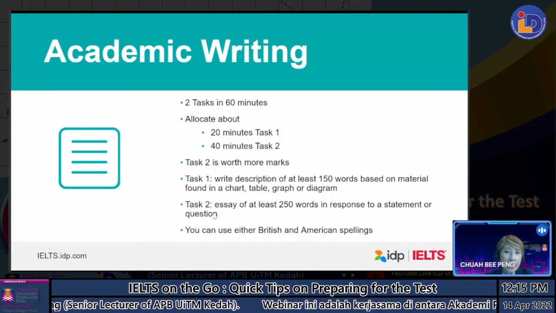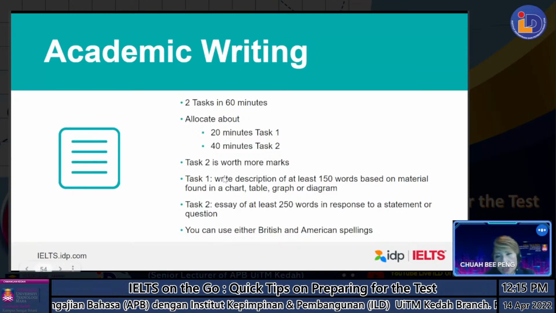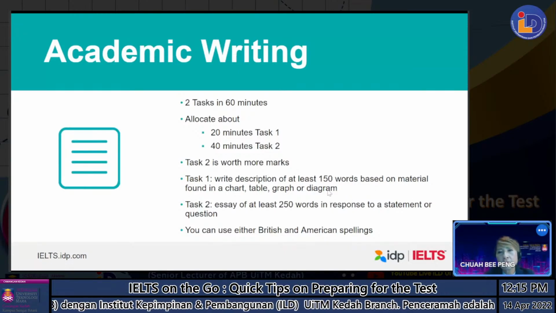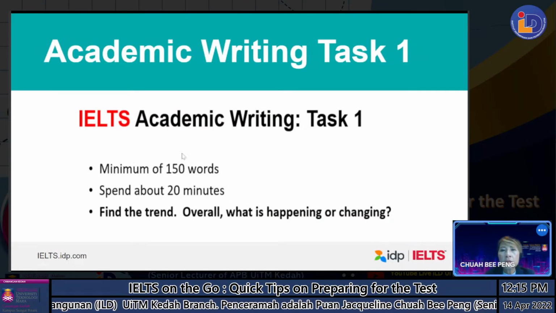Okay, so again, you can use either British or American spelling, but you have to choose only one. If you're using British English, use that throughout your writing. If you choose to use American spelling, then use American spelling throughout. Okay? So Task 1, minimum of 150 words. You need to spend about 20 minutes only.